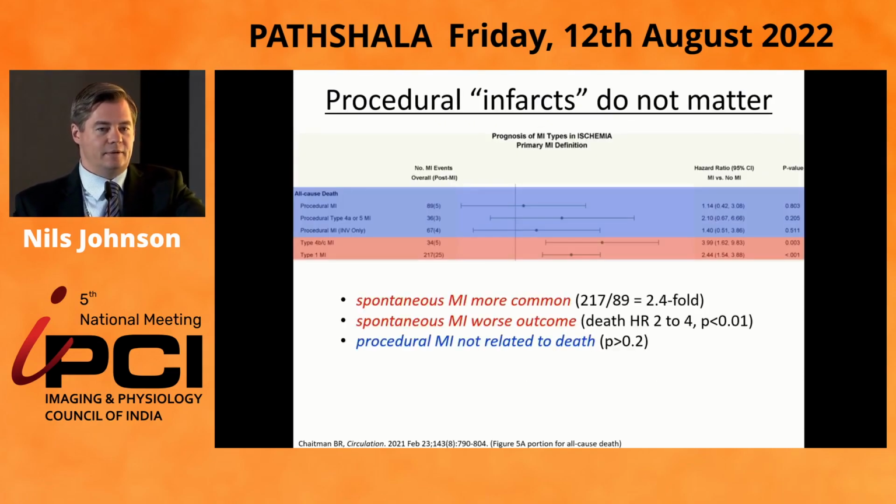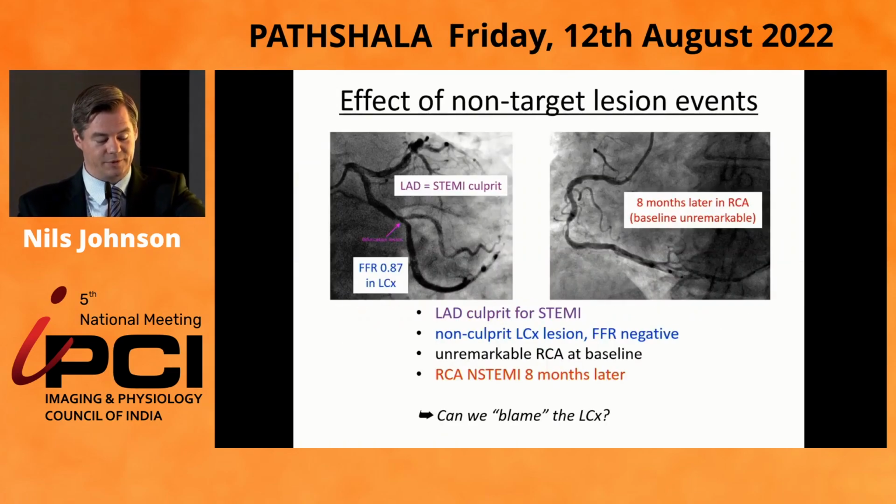What about periprocedural infarcts? This is an area where I think we still have a lot of work to do. The reason I say that is that most periprocedural infarcts simply don't matter, and the reason is the data on the slide from the ISCHEMIA trial. Up in blue at the top are procedural infarcts. You can see that those were not related to death, unlike the spontaneous infarcts down at the bottom highlighted in red. And actually spontaneous infarcts are about 2 or 3-fold more common anyway. So we should probably stop worrying about the troponin leaks that we see afterwards.